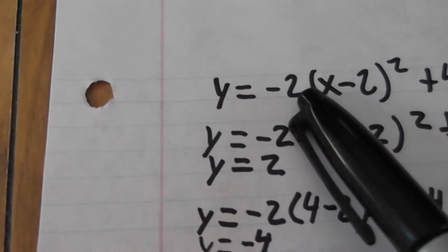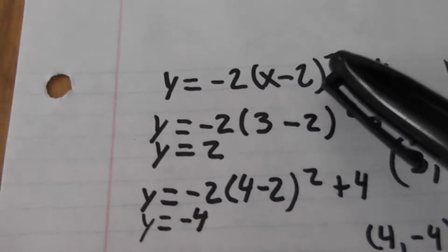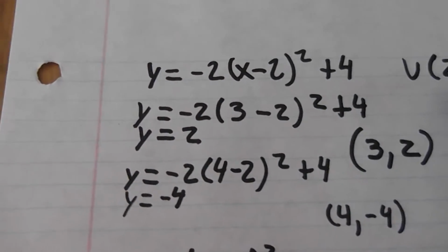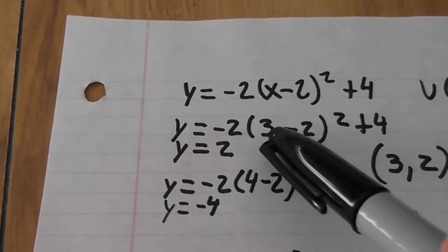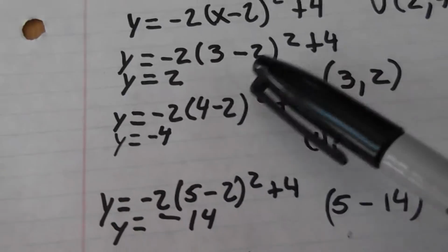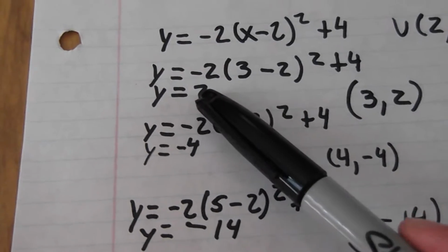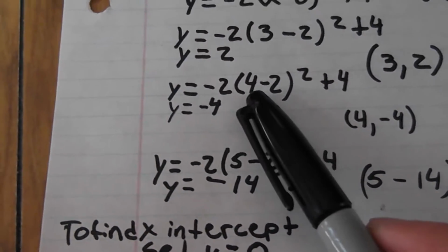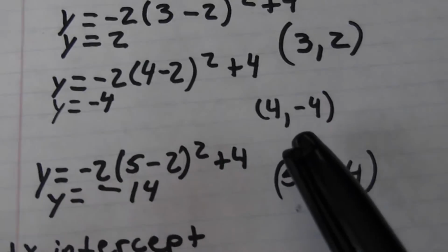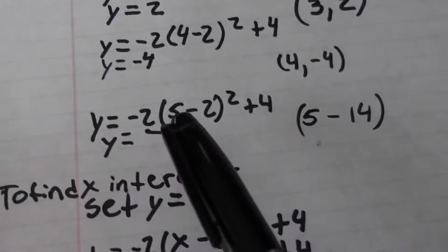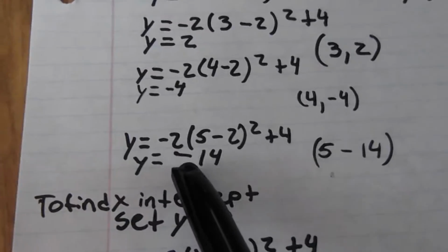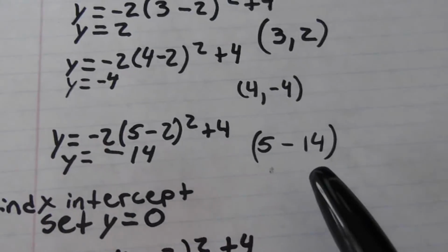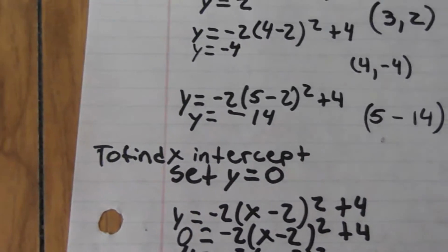So this is the function -2 times x minus 2 squared plus 4. The vertex is 2 and 4. So now you plug in the x value of 3, and you get the y value of 2. So our new point is 3 and 2. Now you plug in the x value of 4, and you get the y value of -4. So now our new point is 4 and -4. And now you do the same with 5, and you get -14 as your y value. So now our new point is 5 and -14.